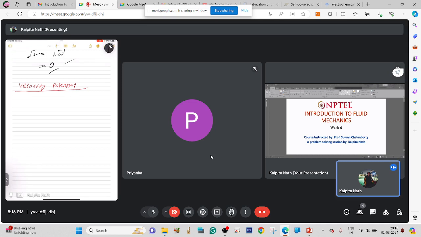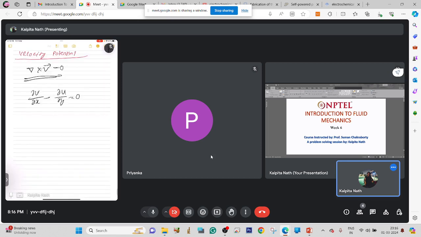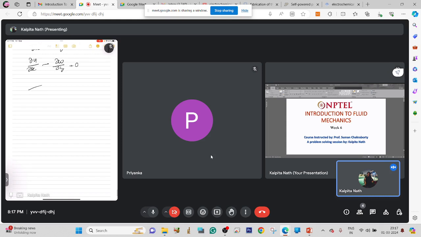So velocity potential is for irrotational flow. If you are considering irrotational flow, then the curl of the v vector is 0. And if the curl of v vector is 0, del v del x minus del u del y is equal to 0, and del u del z minus del w del x is equal to 0, and the rest. I won't go into much detail about that.